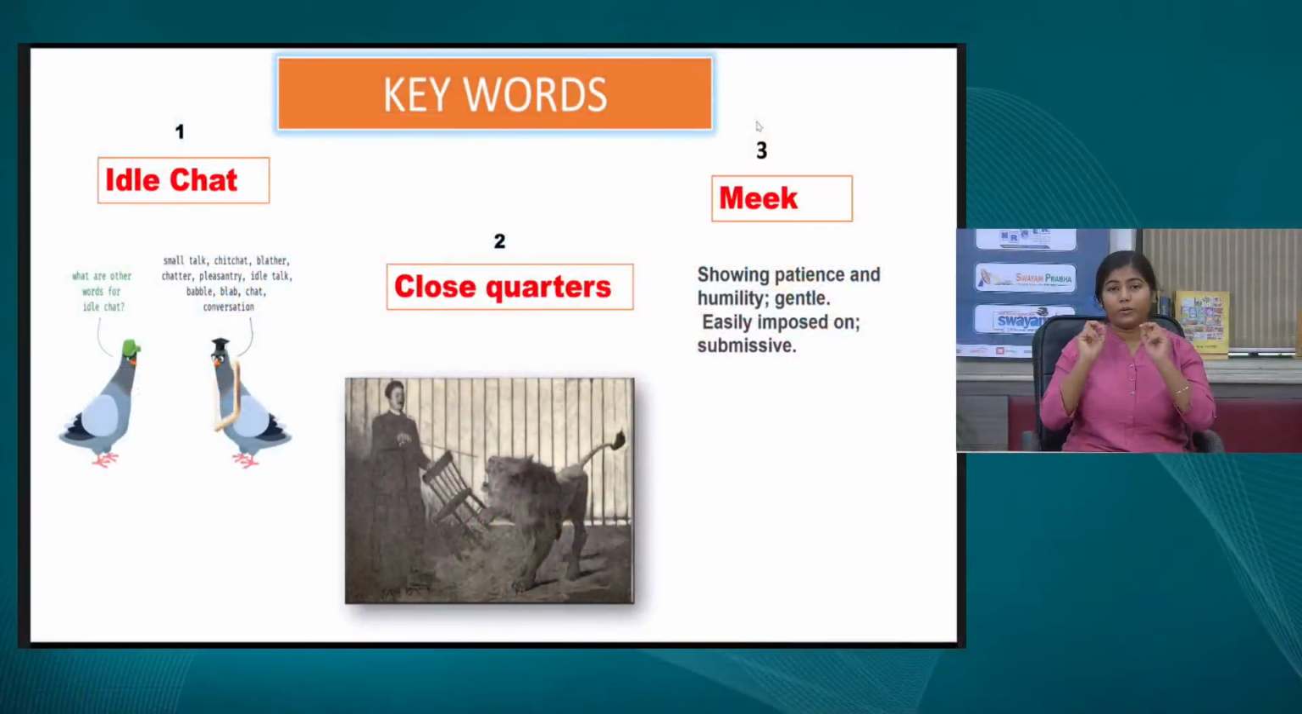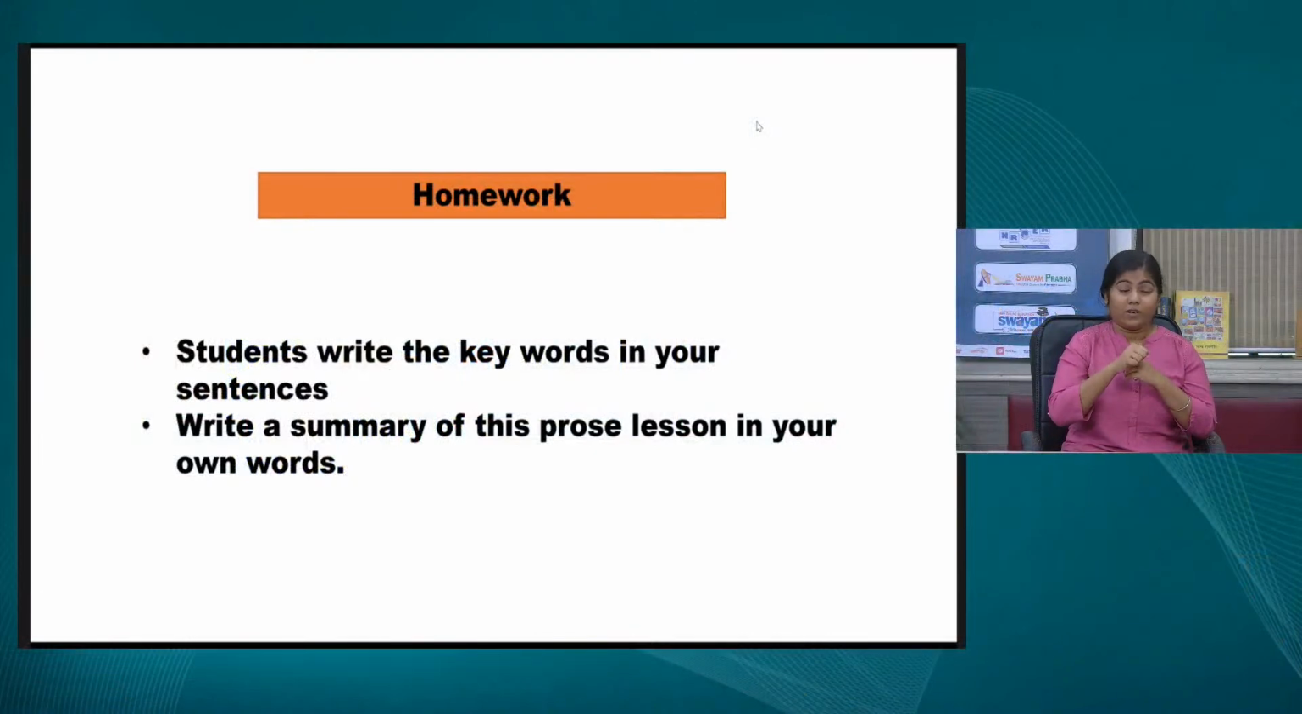Okay, so these were the 3 keywords, and now it's time for our expert to give you some homework on the basis of this chapter. Ma'am. Now, Tanvi, this is the end of this session, and I would like all my students to write the keywords in their own sentences and try to summarize this whole prose lesson in your own words. Try to incorporate all those new words while summarizing this prose lesson.